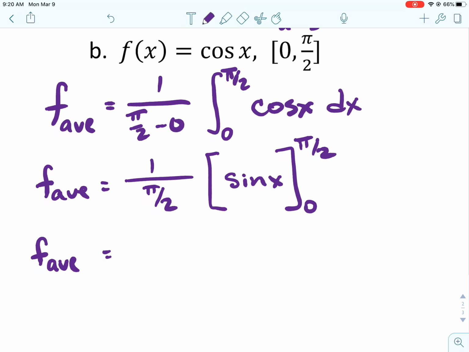Okay. What about this 1 over pi over 2? What is that going to be? 2 over pi.